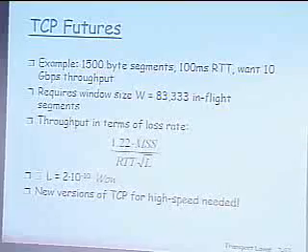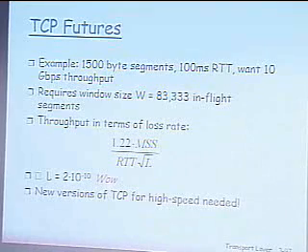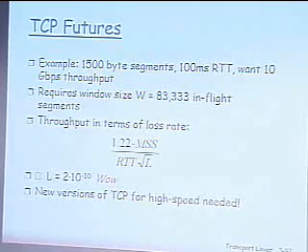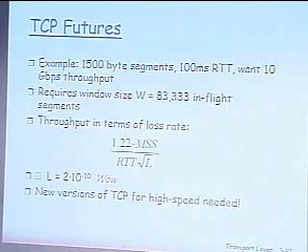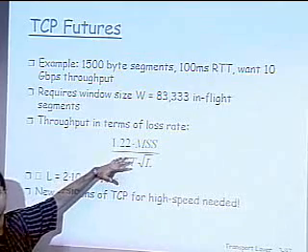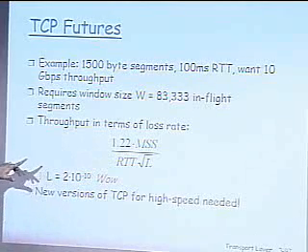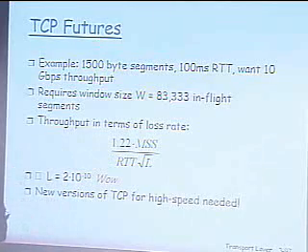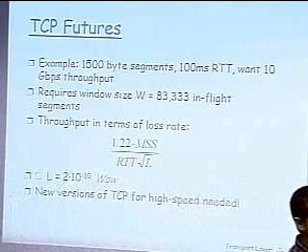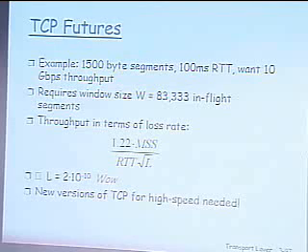Now consider a link which is 10 gigabits per second with the 100 millisecond round trip time. So this is a link which is high bandwidth and high delay. To achieve a throughput of 10 gigabits per second by using this formula, it requires a window size of about 84,000 or 83,300 average window size.